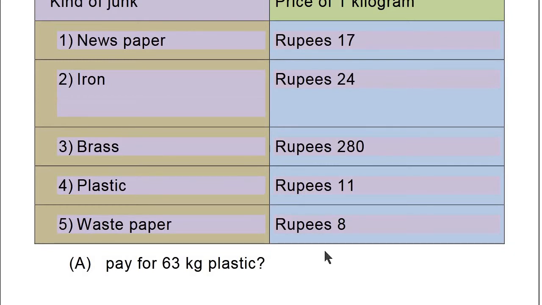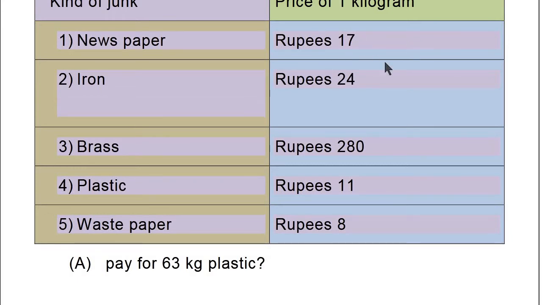Now Kiran bought the waste paper at 7 rupees, plastic at 10 rupees, brass at 270 rupees, iron at 22 rupees and newspaper at 15 rupees. So here the profit is 2 rupees, 2 rupees, 10 rupees, 1 rupee and 1 rupee.